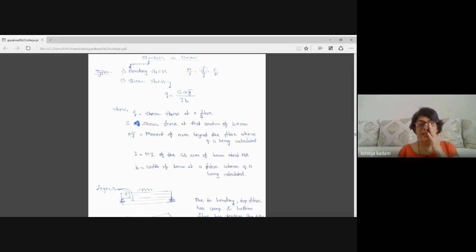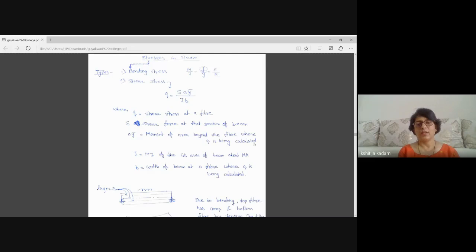So you understand again, just like bending stress, the value of Q varies across the thickness. So fiber to fiber we have to calculate it. So Q is shear stress at a fiber. Capital S is shear force at that section of the beam. A Y bar is moment of area beyond the fiber, above the fiber where Q is being calculated.